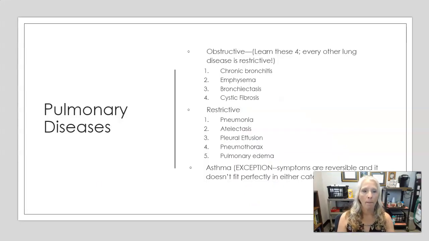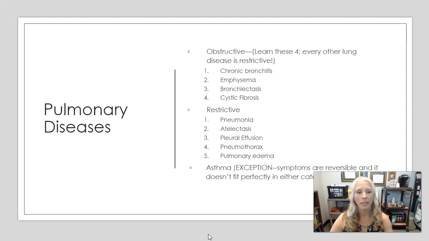If we put our main types of disease into these 2 categories, there are only 4 main obstructive diseases. That's chronic bronchitis, emphysema, bronchiectasis, and cystic fibrosis. If you memorize those 4, then you know all of the obstructive lung diseases, and everything else we come across is going to be restrictive.